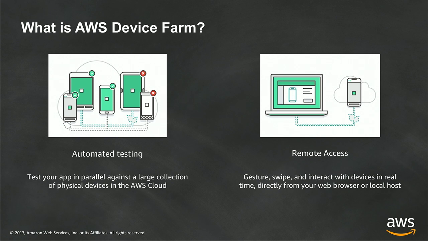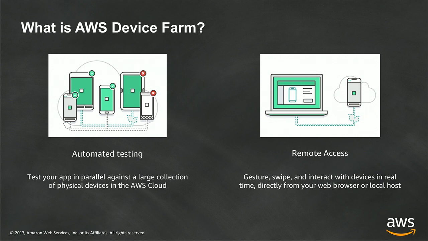The expectation is you walk into a retail store, buy a device, plug it into your machine, and run. That's the experience you want when you're doing automated testing, and that's what Device Farm tries to come as close as possible to. So with Device Farm, you can do automated testing and remote access.